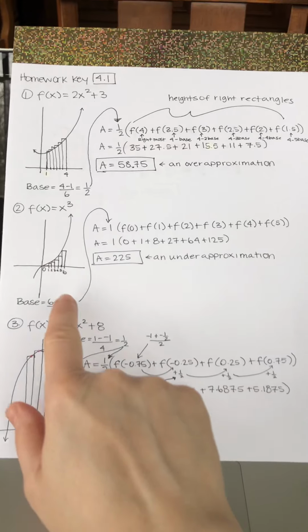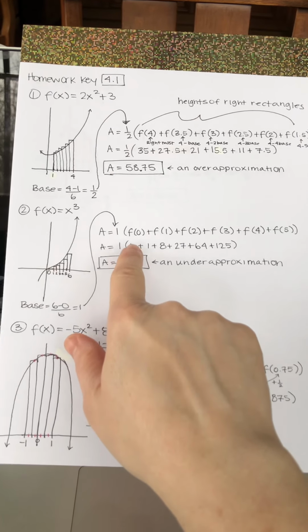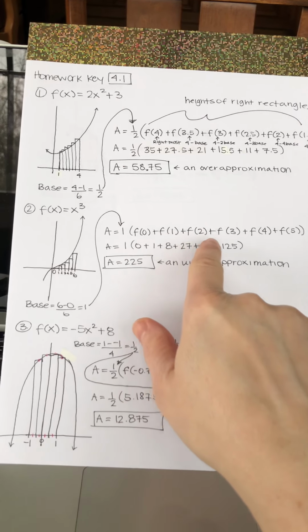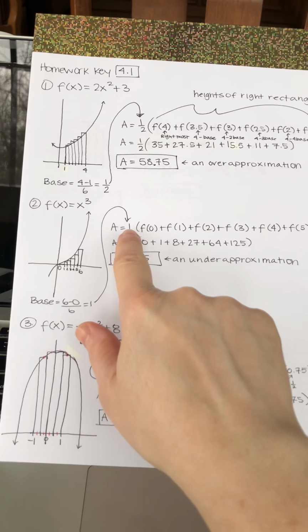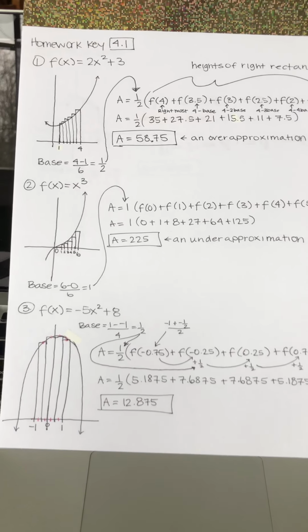On number 2, you're going to start at the left. So you start at f of 0, which has no height. And then you go f of 1, f of 2, f of 3, because you're just adding the base to each one. Number 3, you're using the midpoint method.